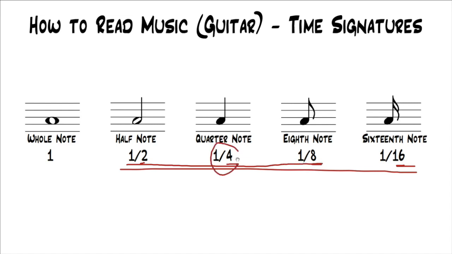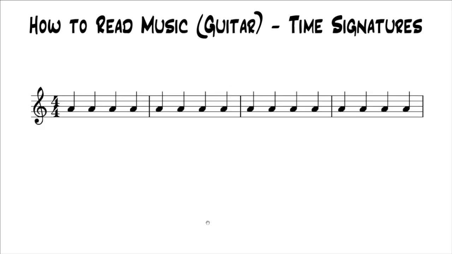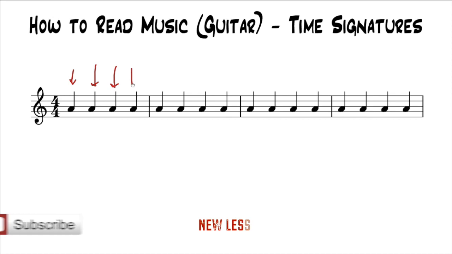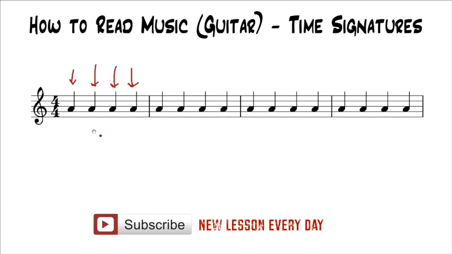And the most common by far is the 4, meaning that the quarter note is actually where that beat is landing. So if we're looking at a piece of music in 4-4 time, I've just written these all as quarter notes. It doesn't matter the pitch right now, we're talking about time. Where you would tap your foot is right where these quarter notes are landing. There's 4 quarter notes in a bar and the quarter note gets the beat.